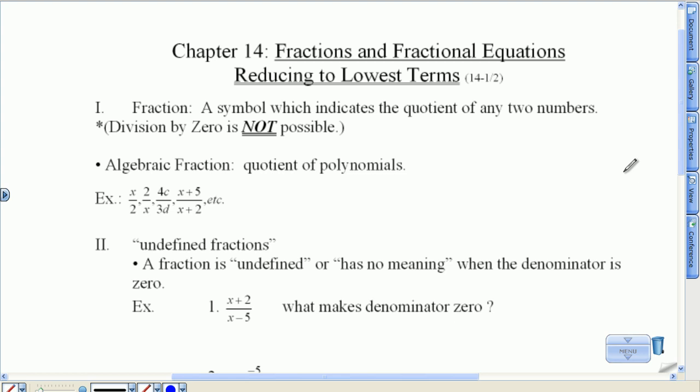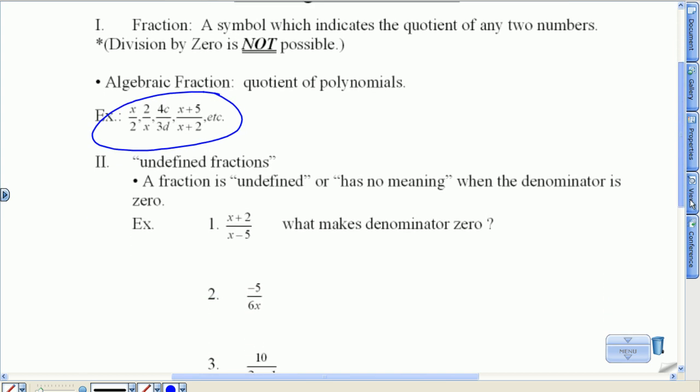the lowest term. A fraction is a division problem. It is just a way to express division. X over 2 in this first example here is x divided by 2. 2 over x is 2 divided by x. 4c divided by 3d is 4c over 3d when we write it as a fraction. These are division problems, and we cannot divide by 0 ever in algebra. If you try it on the calculator, you're going to get an error. Alright, undefined fraction. So this fraction is called undefined if there is a 0 in the bottom.